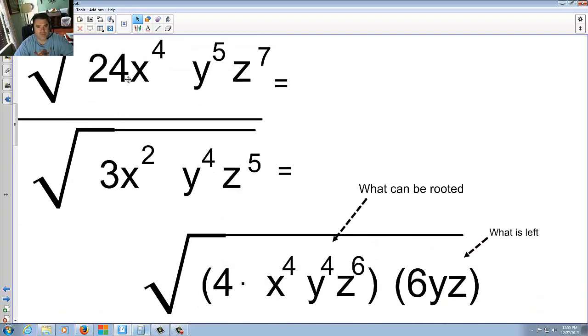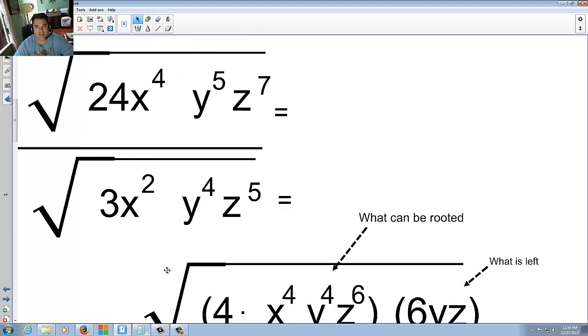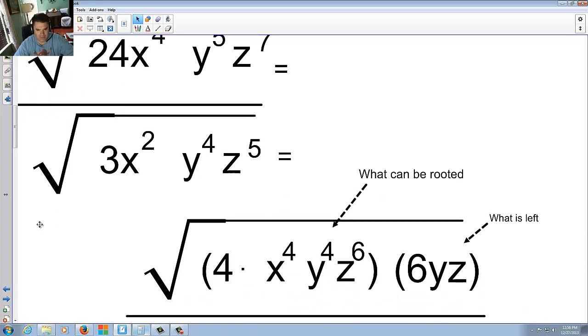So in other words, 24, I'm going to say is 4 and 6. And x to the 4th becomes x to the 4th. Y to the 5th, I get 4 y's, and I'm leaving 1 y. Z to the 7th, I'm saying there's 6 z's I'm going to be able to break out, and 1 z that I'm not going to be able to break out. So while I haven't pulled anything out yet, I've separated what will be leaving.